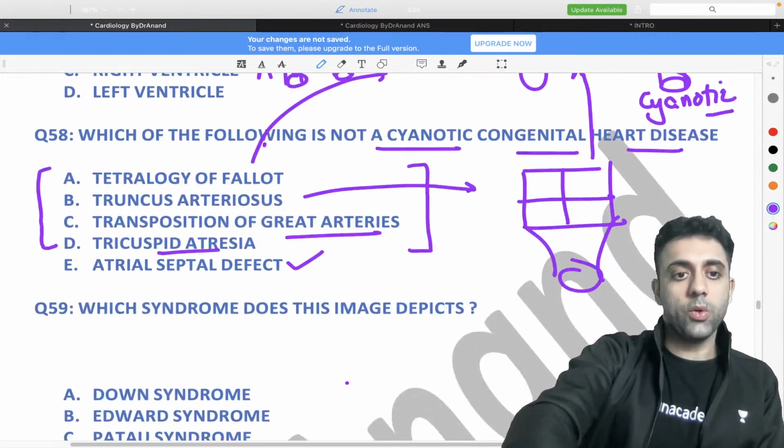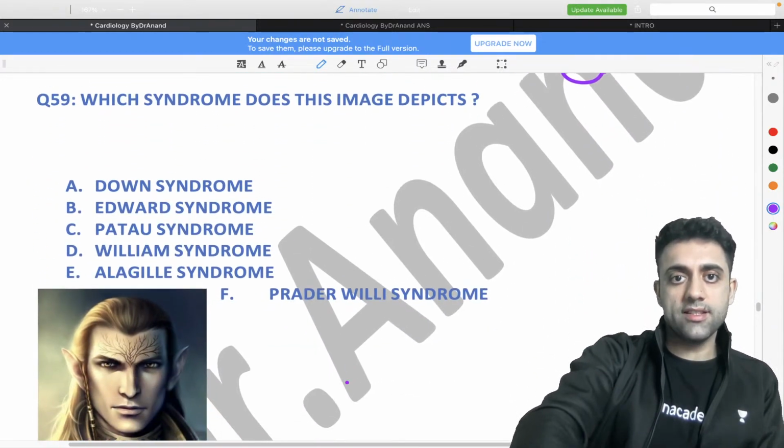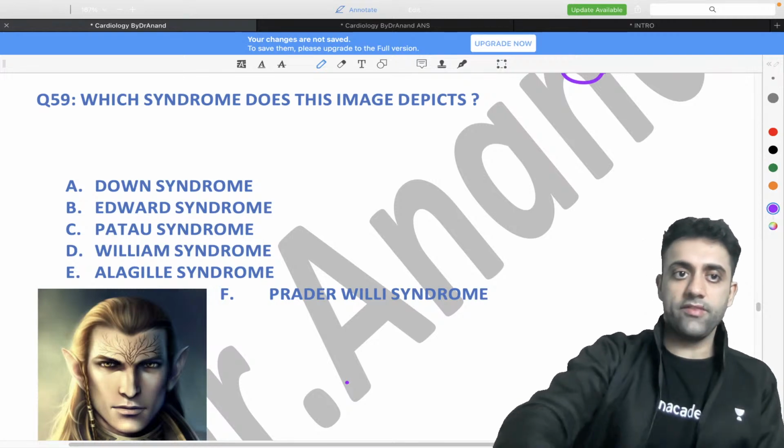Okay, fine. Question 59. Which syndrome does this image depict? Very nice question.